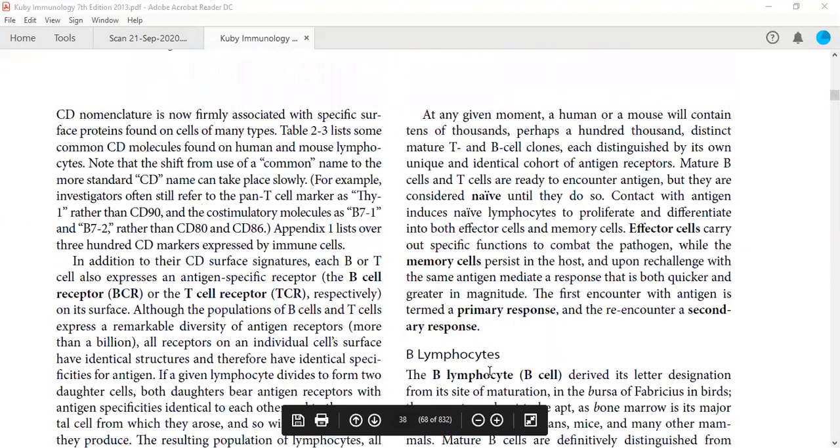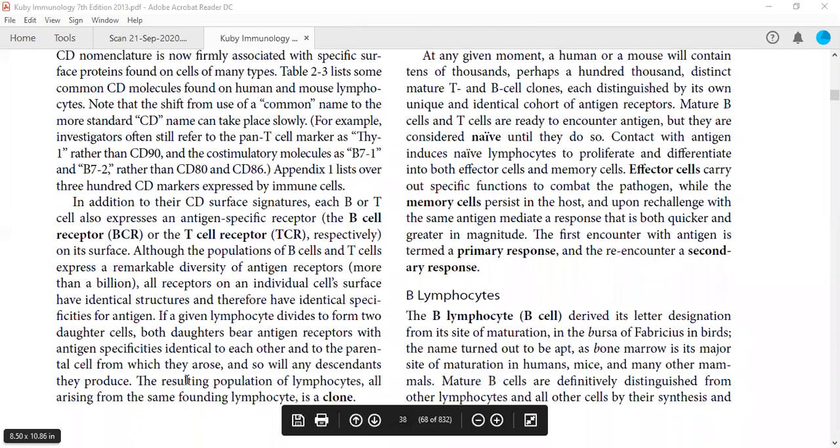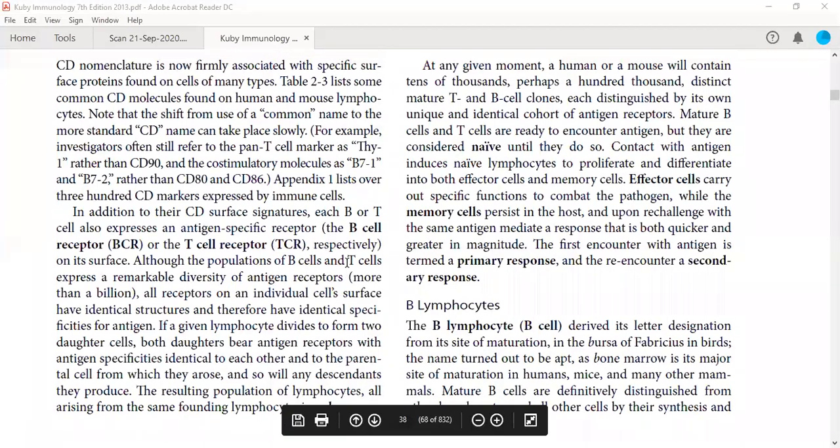So everything is written in the text. If you want to read this, you can read very efficiently. They have explained everything. So also you need to remember this.